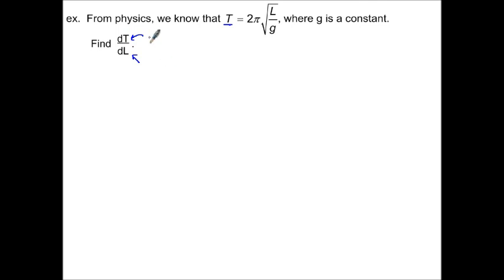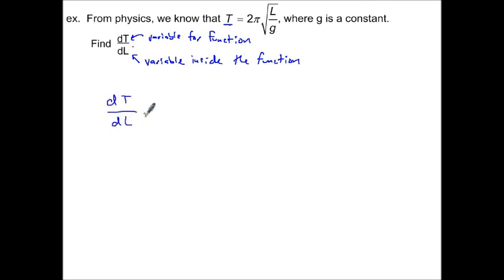This is the variable for your function. In this case, our function is t. And then this is the variable inside the function, if you will. Okay, if that helps, great. But whatever the case, I'm trying to find dt dl. Alright, so again, basically what we're doing is thinking of all these things as constants except for the L.